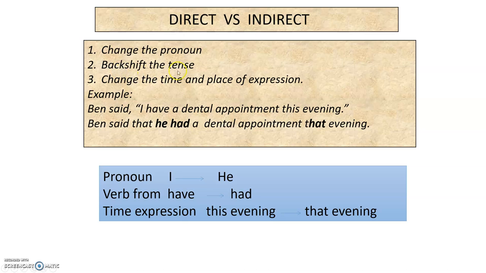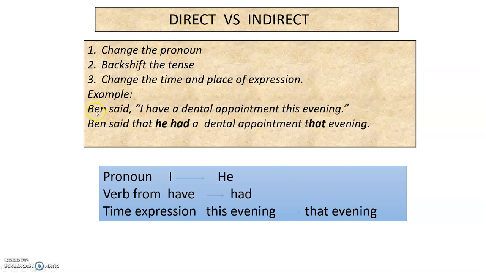Then back shift the tense. Now if you have the verb, if you have present tense have, you shift it to had. That is important. Okay, you change it. Mostly it's changed into past tense. Then change the time and place expressions. Alright, time expression, if you say this evening, it will become that evening.